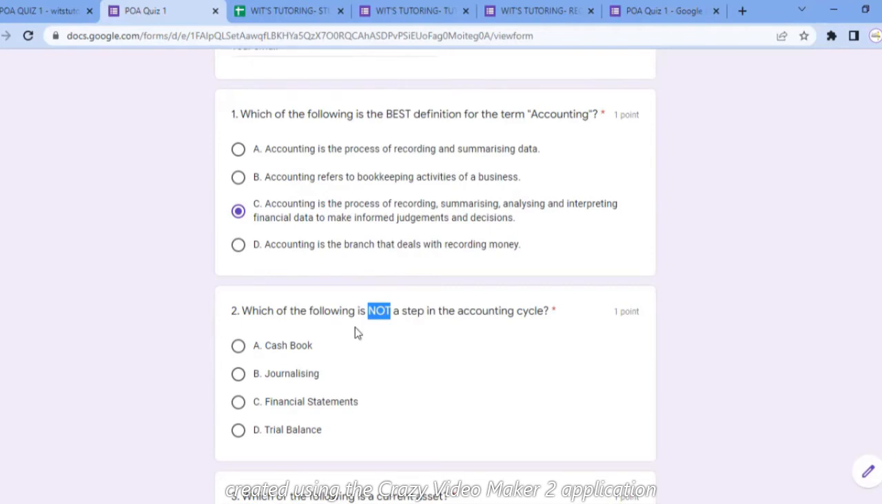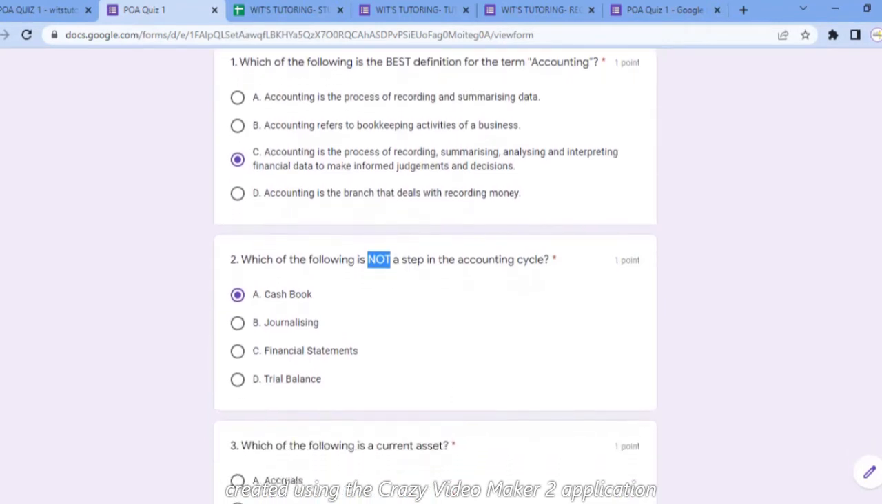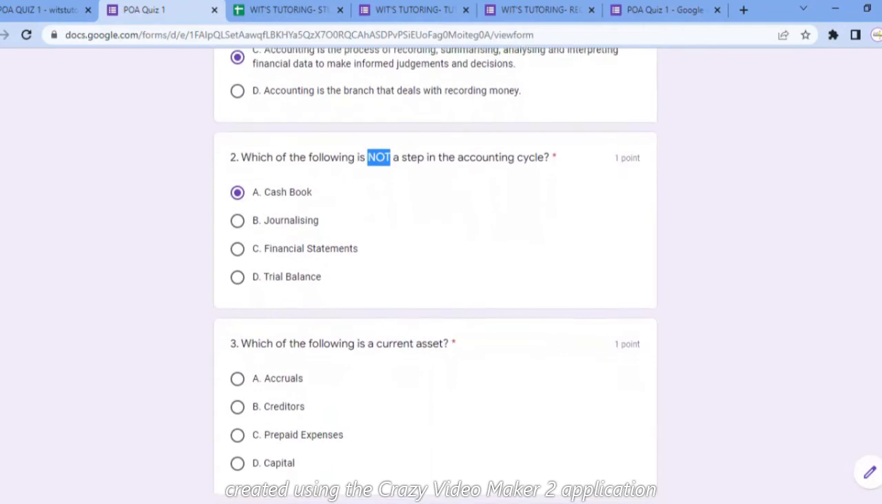If you said cash book, then you are correct. The cash book is not a step in the accounting cycle. The cash book is actually a book of original entry. You have source documents as the first one, journalizing, you have the ledgers, also known as the accounts. You have the trial balance, and you have the financial statements. And the financial statements include your trading profit and loss account and your balance sheet.